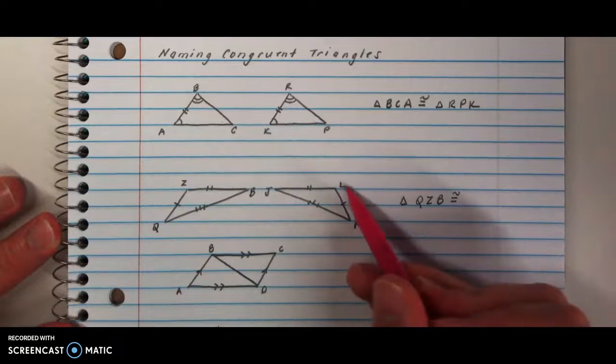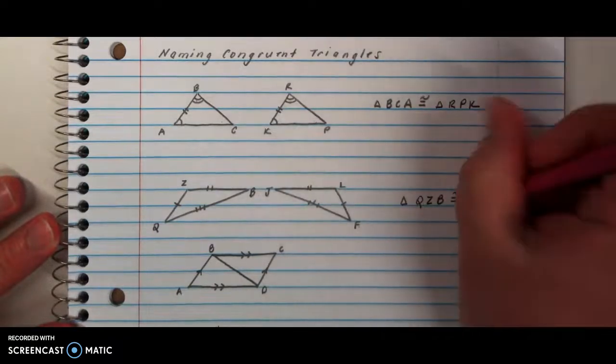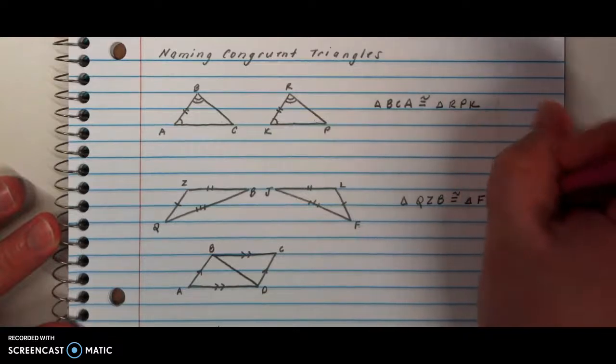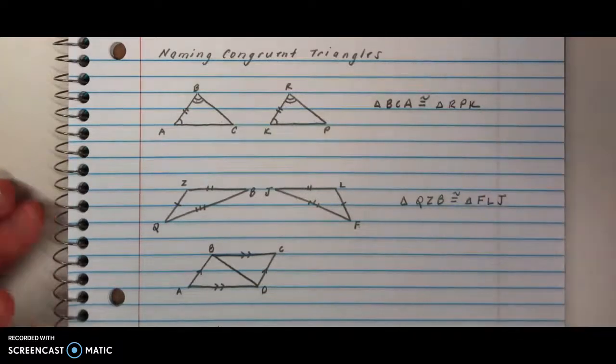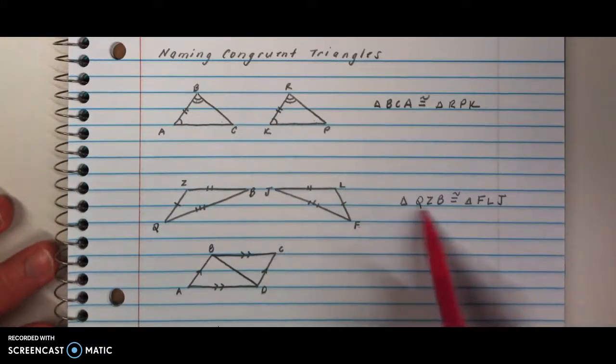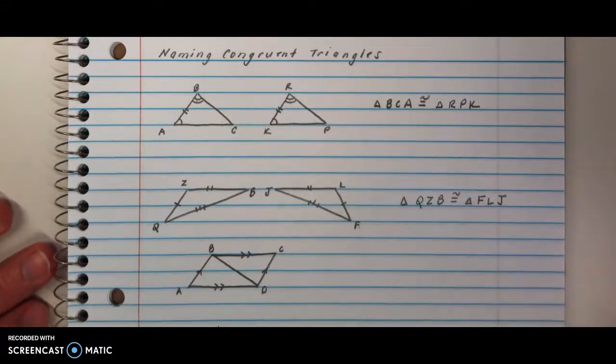That's FLJ. Triangle FLJ. So hopefully we're doing good so far. Again, I could have named this first one whatever I wanted to. I just need to make sure that the second one matches the same pattern as the first one. It's all about the patterns.